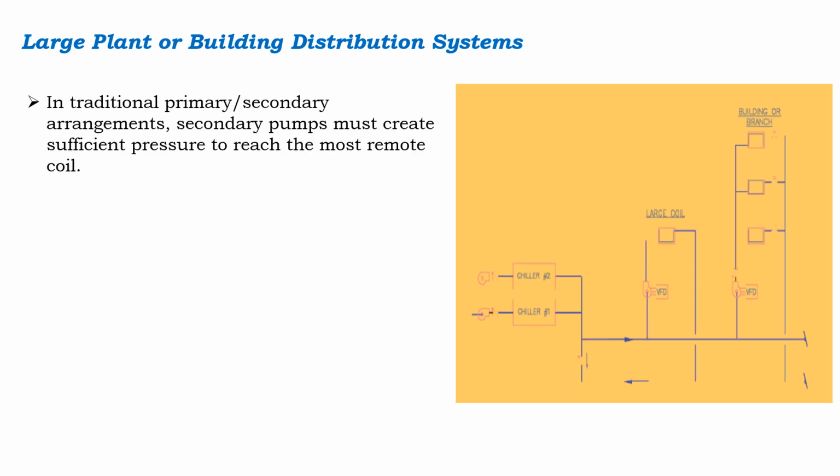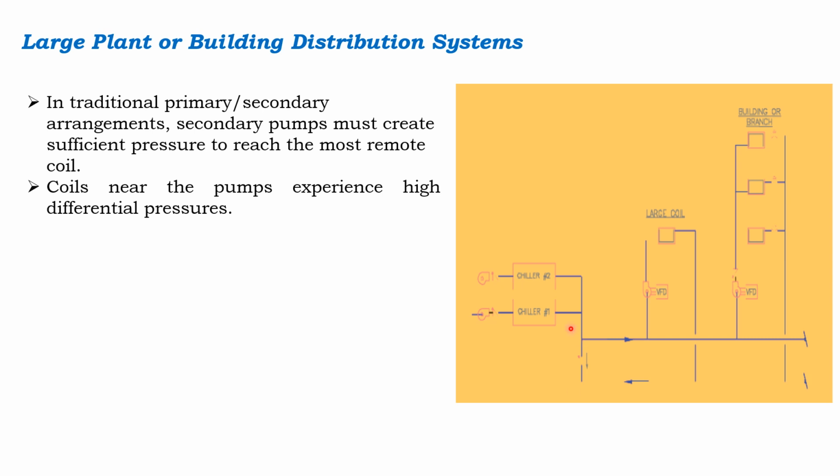Traditionally, in a primary secondary variable arrangement, the secondary pump must create sufficient pressure to reach the farthest AHU or heat load coil, which creates overpressurization. This overpressurization creates more differential pressure across the coils which are nearer. So if a secondary variable system is pumping to a large building, the nearest coil or the nearest AHU is going to experience more pressure drop, which means loss of energy and controls. Let's understand.